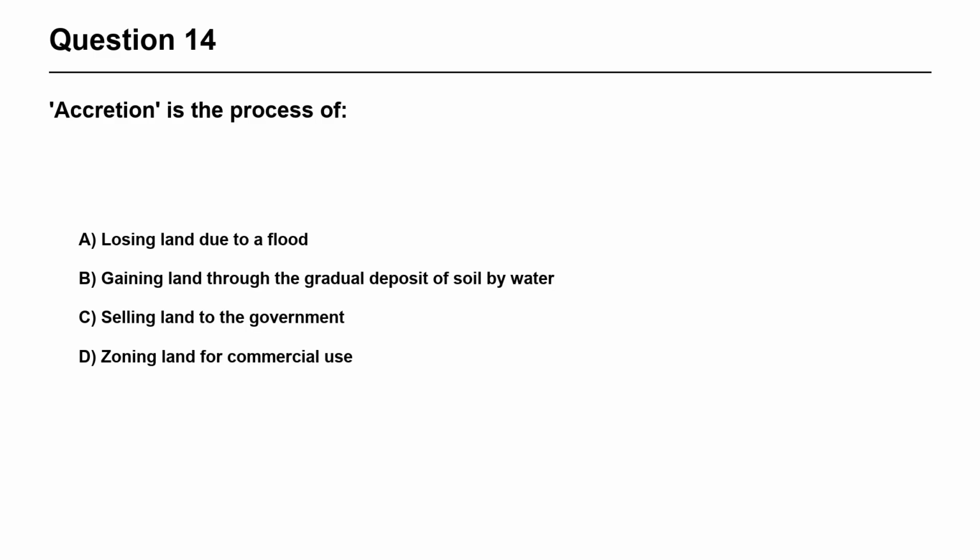Question 14. Accretion is the process of A, losing land due to a flood. B, gaining land through the gradual deposit of soil by water. C, selling land to the government. Or D, zoning land for commercial use. The correct answer is B, gaining land through the gradual deposit of soil by water. Accretion adds land, erosion removes it.